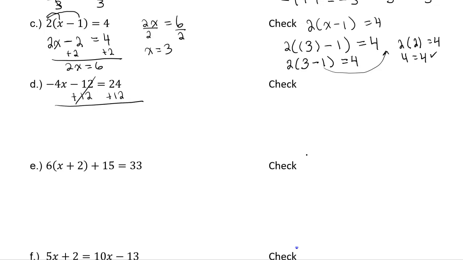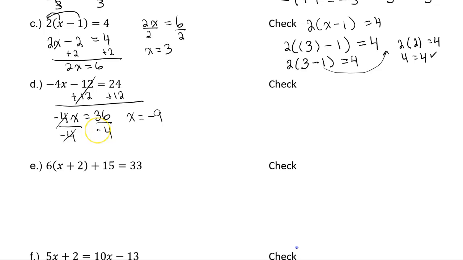That goes away. Then negative 12 plus 12 becomes 0. Negative 4x equals 36. I need to cancel the multiplication here, so I do the opposite, which is divide by negative 4. And then x equals negative 9.